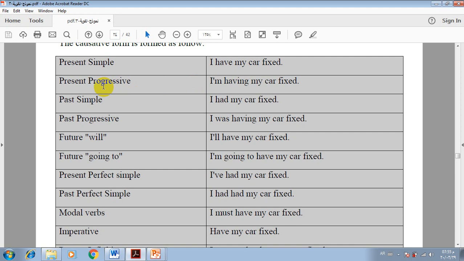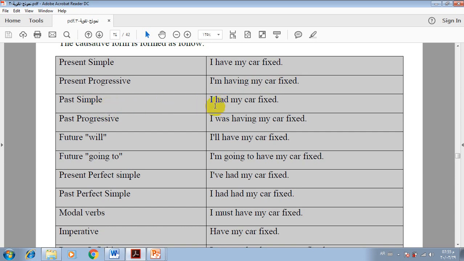And in the second example, in the present progressive, I am having my car fixed. But why? Because the present progressive is am or is or are plus verb ing. So in the causative form, we use the helping verb plus have plus ing plus the object plus the past participle.